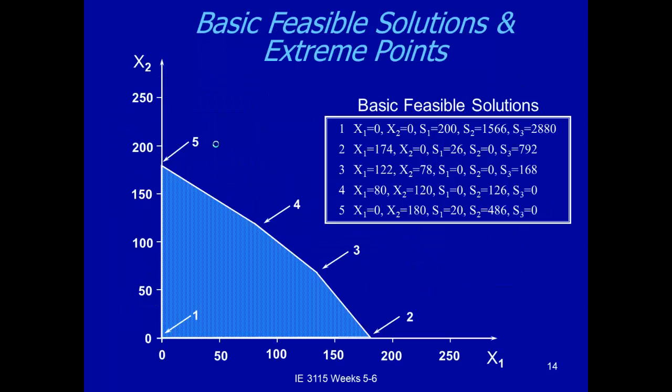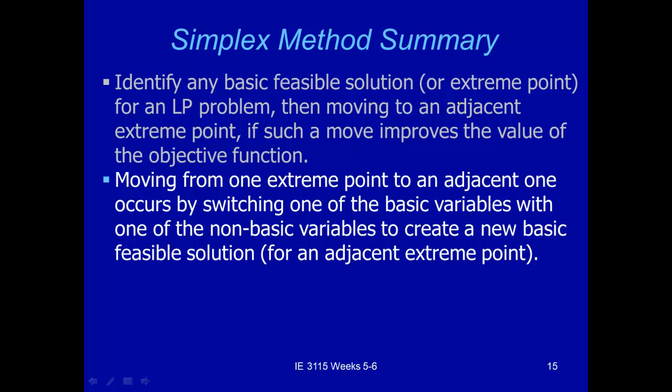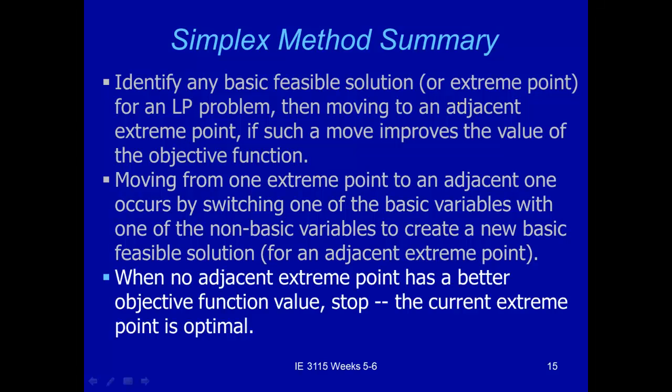And now we're going to talk about how we do that. We identify any basic feasible solution or extreme point, then move to an adjacent extreme point if such a move improves the value of your objective function. Moving from one extreme point to an adjacent one occurs by switching one of the basic variables with one of the non-basic variables. Like we switched the S2 out and switched X1 in, to create a new feasible solution. And when no adjacent extreme point has a better objective function value, we stop there, and that point is the optimal.